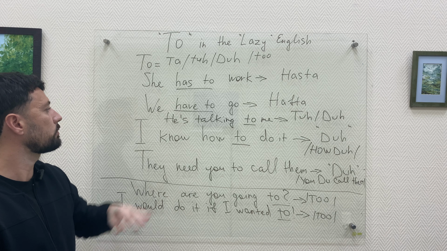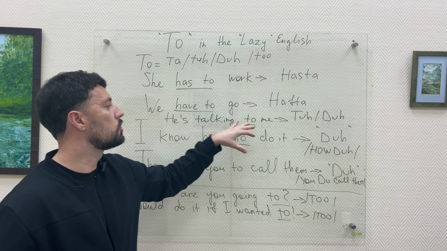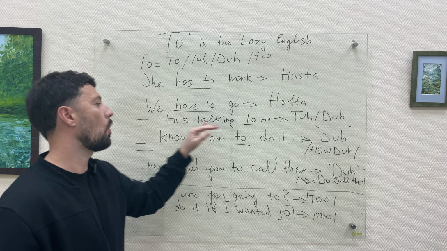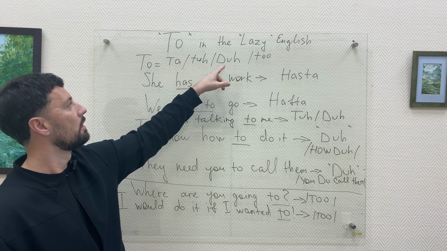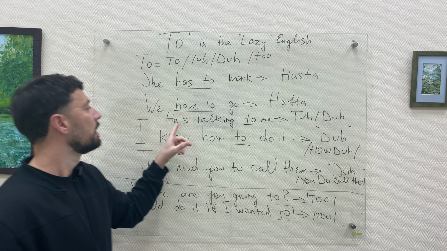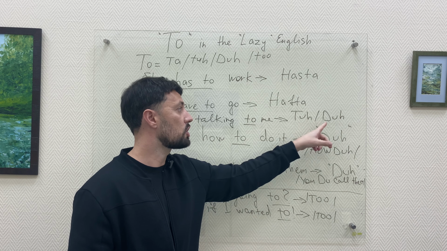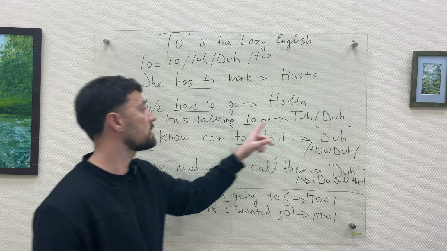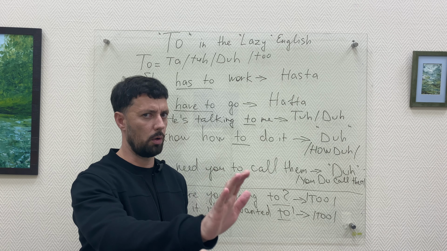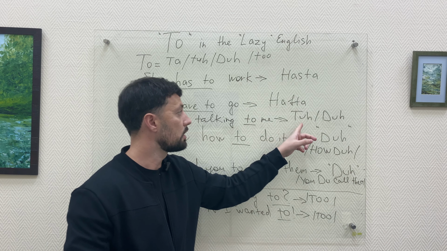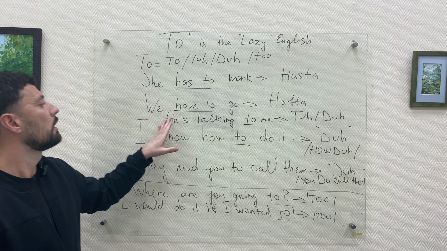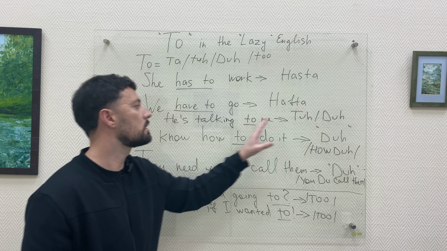Now the next one. He's talking to me. To me. Let's try a little bit of this "the" over here. He's talking to me. Or he's talking to me. Hold on. He's talking to me. Okay, so it's "to" or "the". All right. So he's talking to me. Okay.